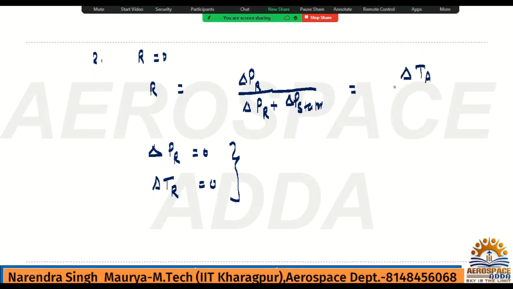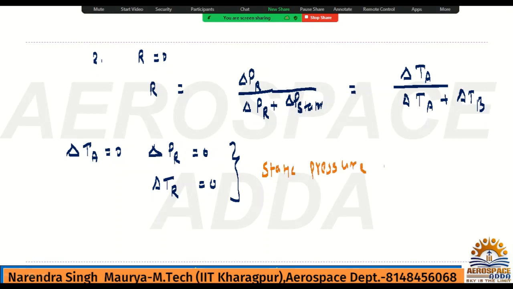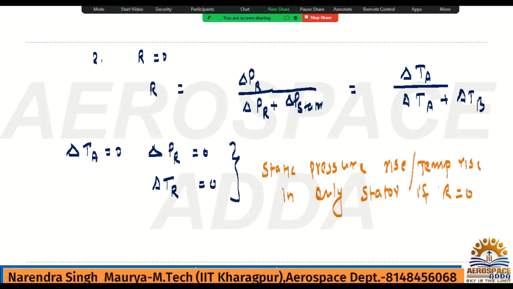R is delta TA divided by delta TA plus delta TB. So it means delta PR, or previously I told you the temperature rise in rotor, delta TA, will be 0. So this part will be 0. So it means only static pressure rise or temperature rise in only stator if R is 0.